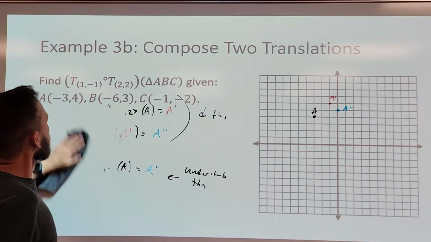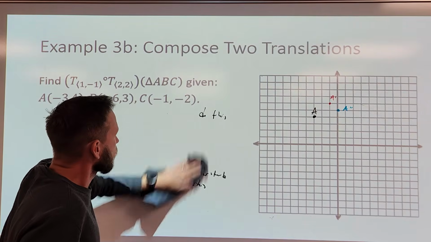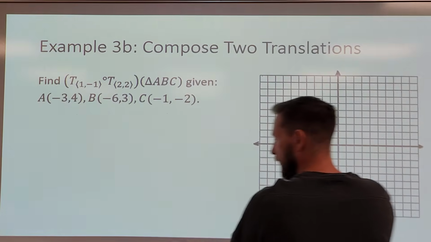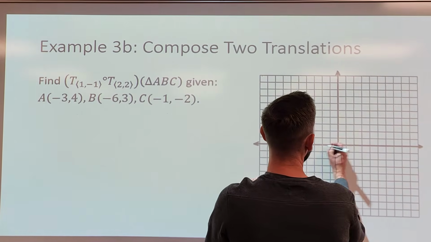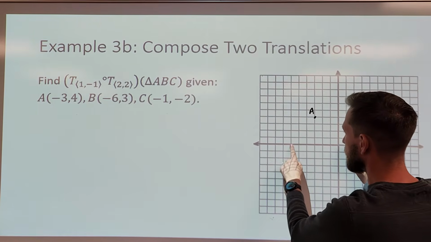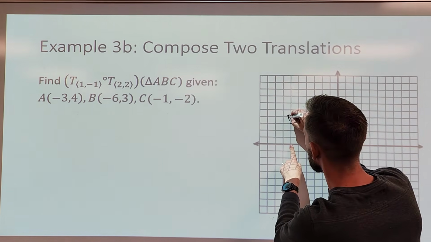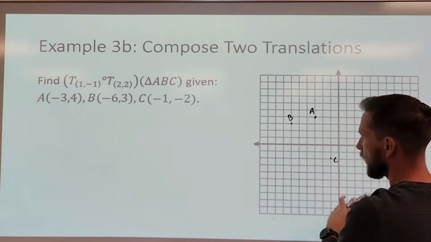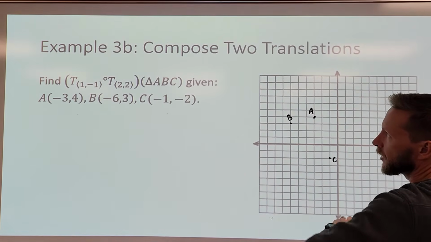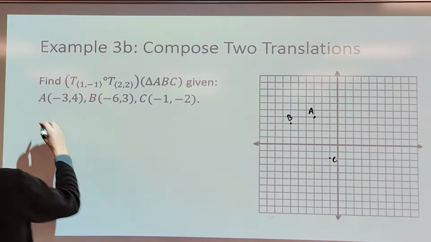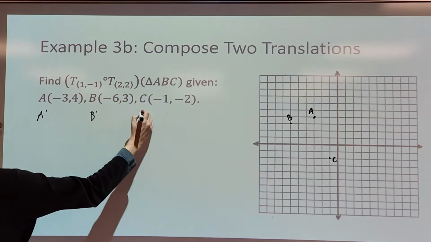How about we do this with a triangle? Let's take a look at what happens with triangle ABC. If I take that point (-3, 4) again, B is (-6, 3), and C is (-1, -2). And what we're going to do with this triangle is take each of those points and do it 1 step at a time. So A prime, B prime, C prime.